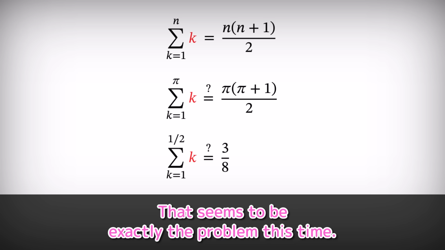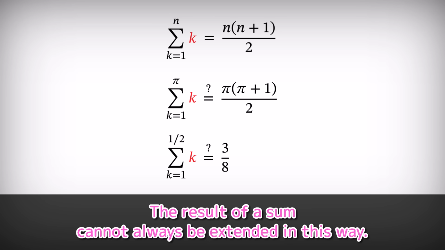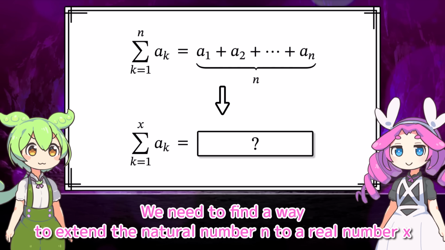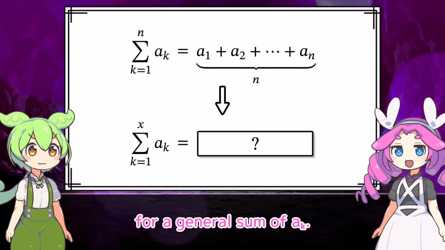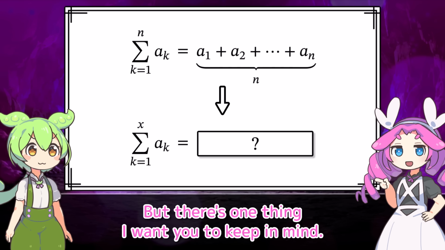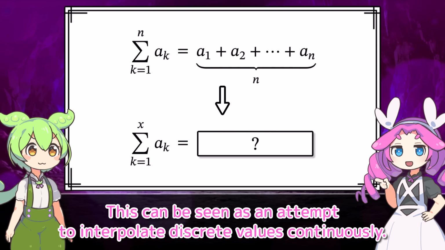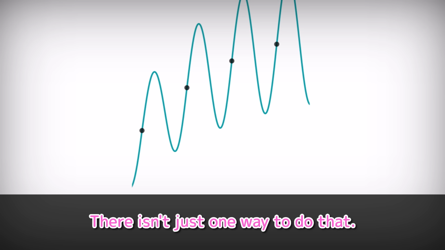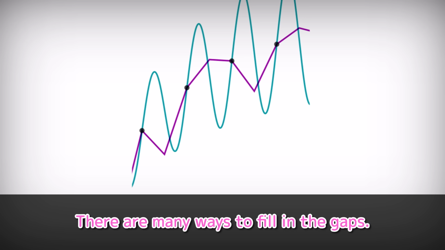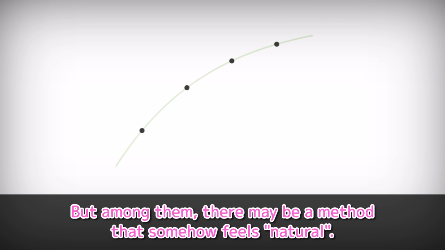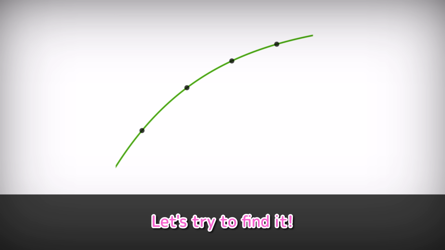That seems to be exactly the problem this time. The result of a sum cannot always be extended in this way. We need to find a way to extend the natural number n to a real number x for a general sum of a sub k. But there's one thing I want you to keep in mind. This can be seen as an attempt to interpolate discrete values continuously. There isn't just one way to do that. There are many ways to fill in the gaps. But among them, there may be a method that somehow feels natural. Let's try to find it.